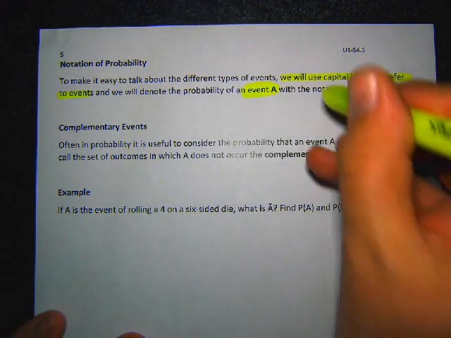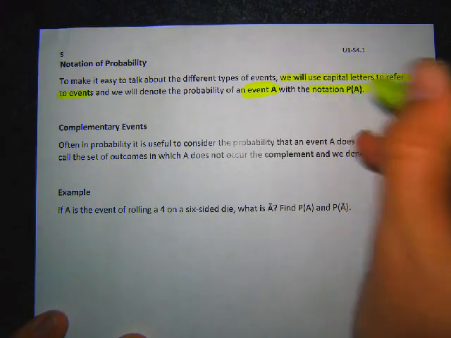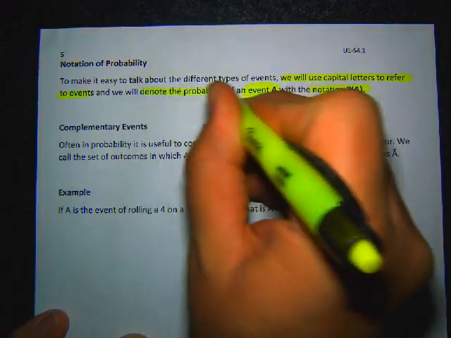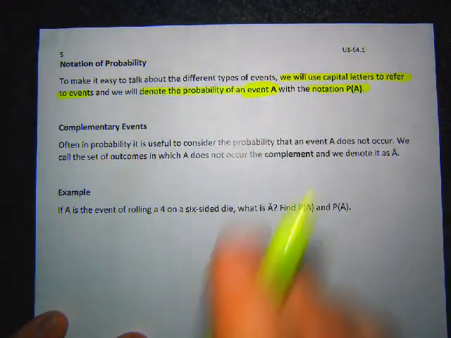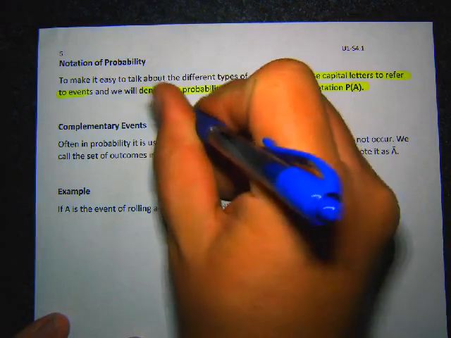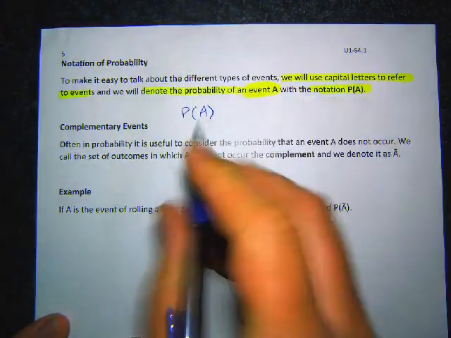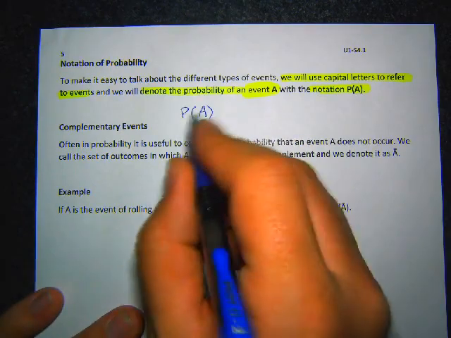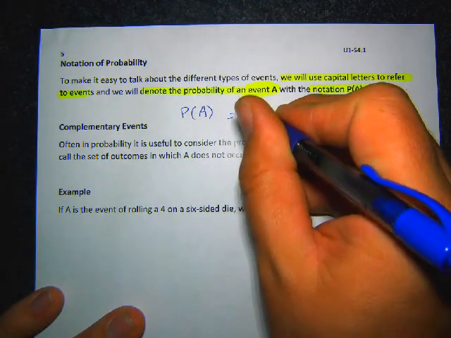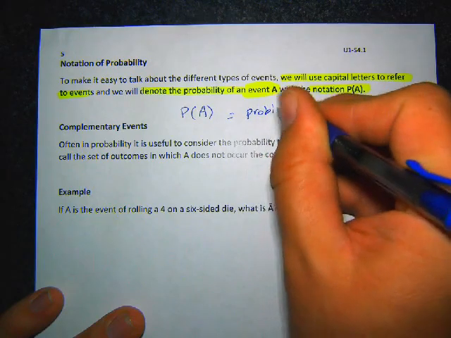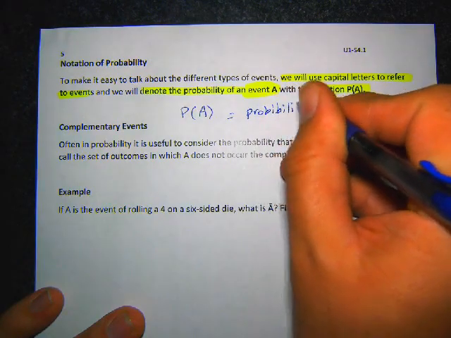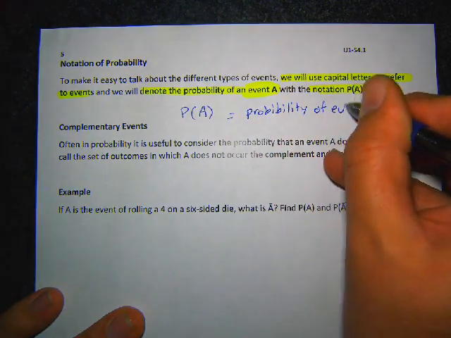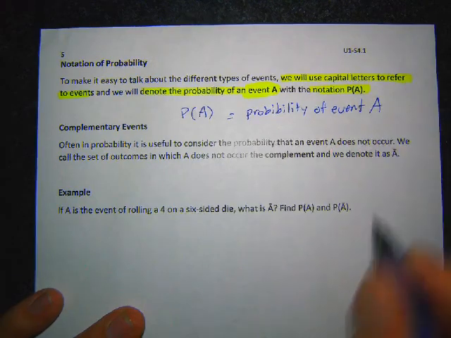And then we'll use the notation P of A. And this denotes the probability of that event A. So P of A, when you look at this, don't think multiplication. We're not doing multiplication, we're doing probability right now. We'll do multiplication with probability later. But for now, this P of A means probability of event A. That's what that means.